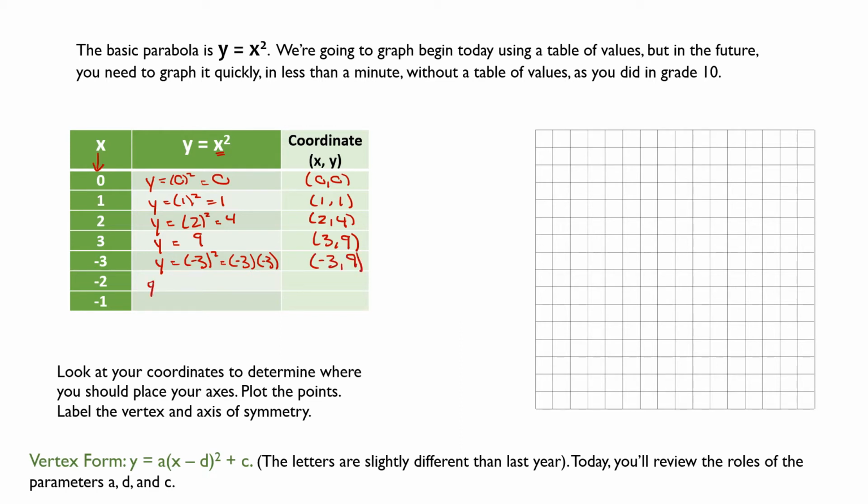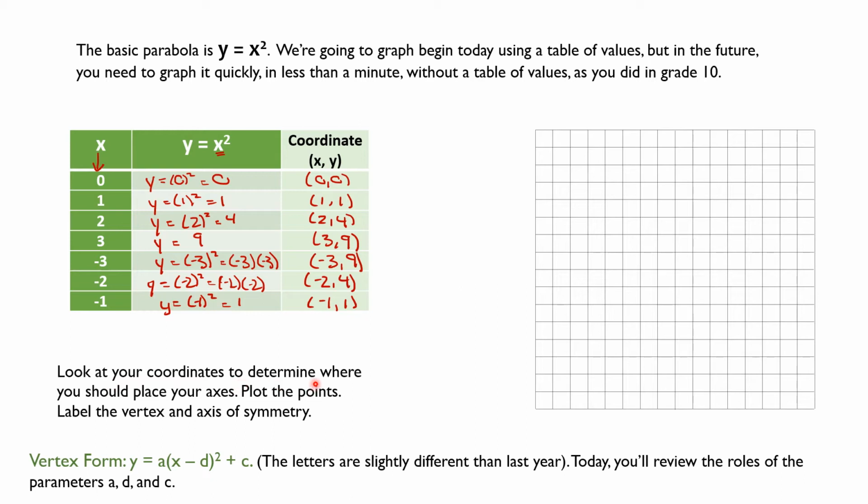We'll do that again with a negative 2. Sub in a negative 2 and we square it. That's really negative 2 times negative 2. That's what the power of 2 means. It means write it out twice. So we get the coordinate negative 2, 4. And then negative 1, same thing, negative 1 times negative 1 is positive 1. So negative 1, 1. So there's a bunch of coordinates. We should never need a table of values to do that again.